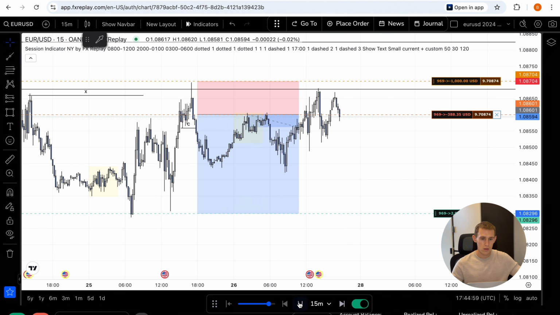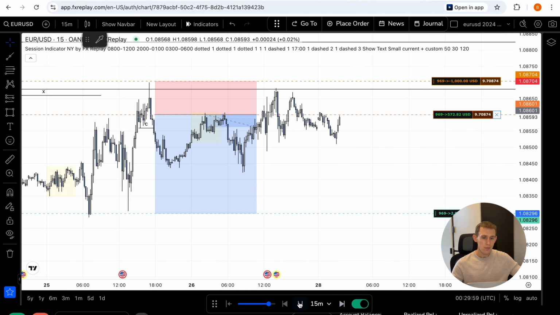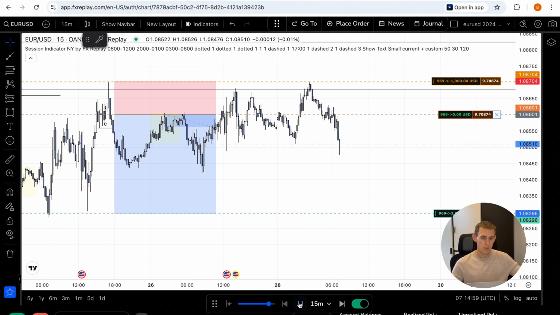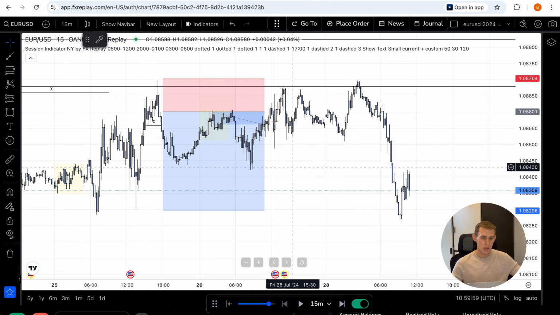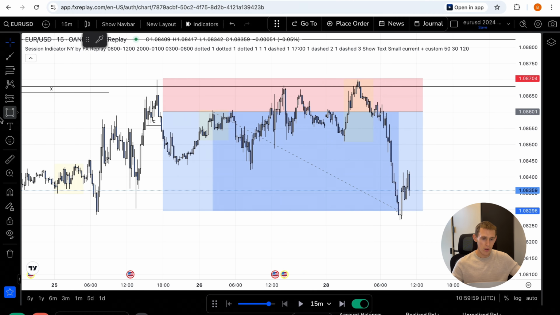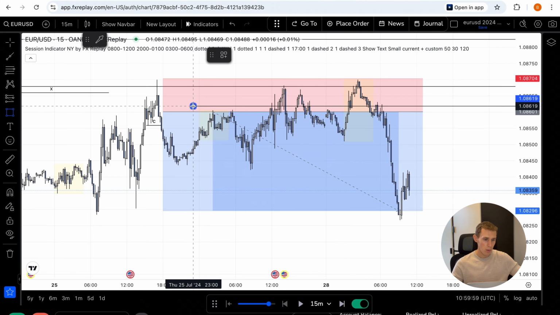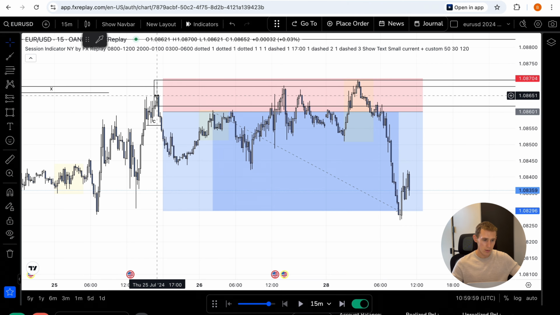Still holding that supply. Yeah, there we go. Nice. So TP hit on that one. I was still confident in that because, even though it did come towards stop loss, it was still holding the actual supply zone. So yeah, very clean trade. TP hit on that one.